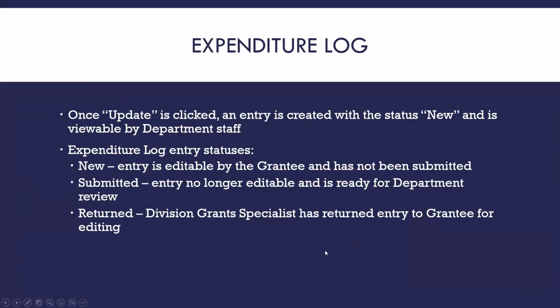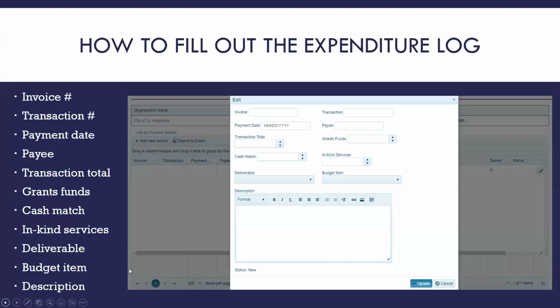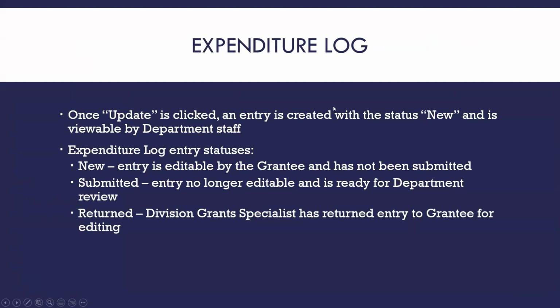So once you click update on the expenditure that you've done, it is created with the status new, and we are able to see it on our end. So new, you're still able to edit it. Once you submit those new things, you are not able to edit unless we release it back to you. And if we do release it back to you, it will say returned in status for that expenditure in the expenditure log.